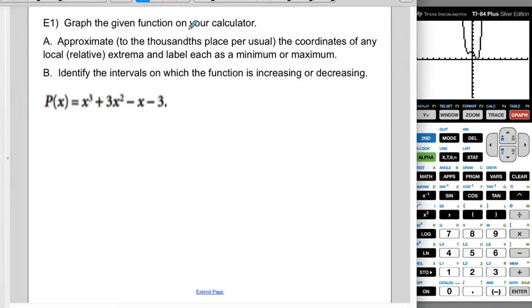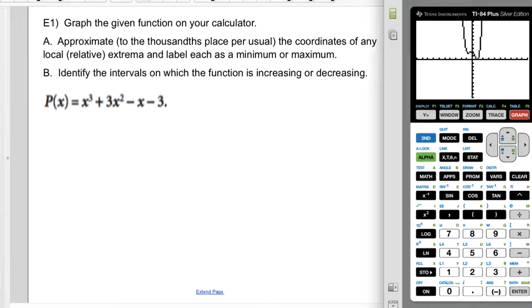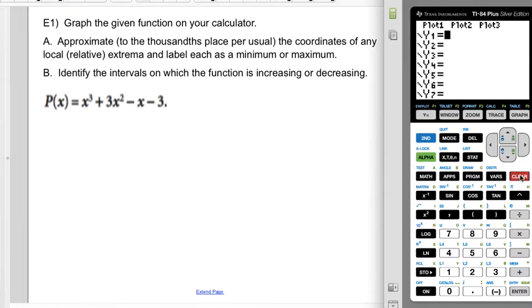So we're going to go ahead and graph this function on our calculator. We're going to approximate to the thousandths place, per usual, the coordinates of any local extrema, and we're going to label them as max or min. We're also going to identify the intervals on which the function is increasing or decreasing. So let's go ahead and put this in our calculator. We're going to do y equals x to the third plus 3x squared minus x minus 3. All right, let's double check that we put that in right. Cool. And then we're going to hit graph.